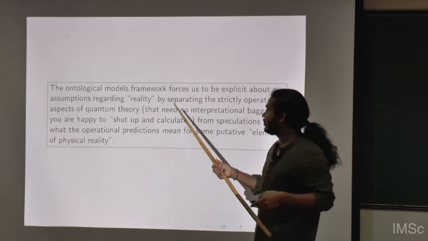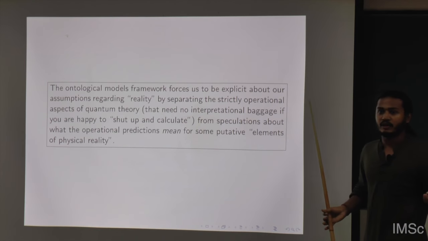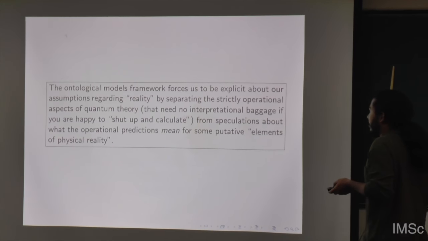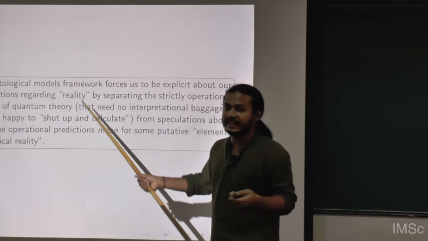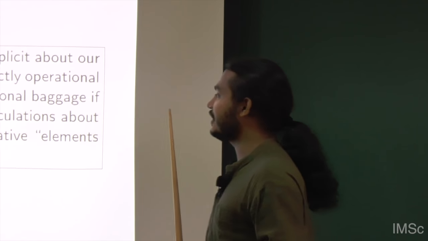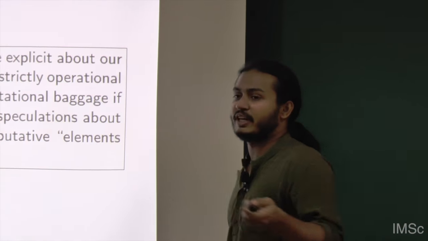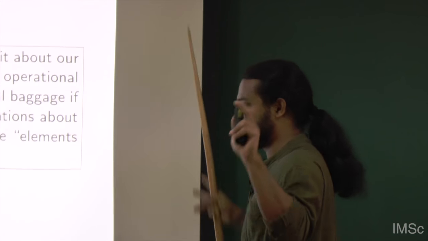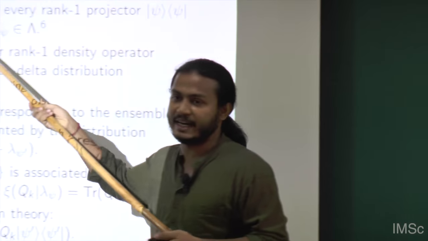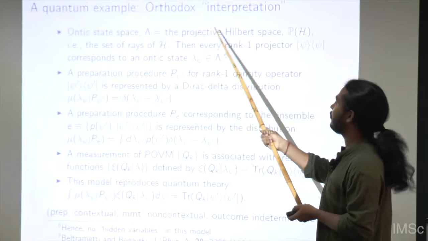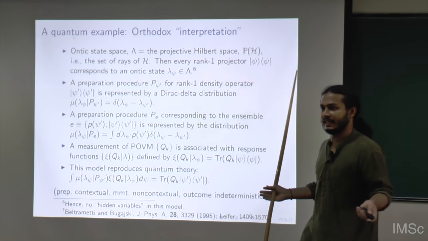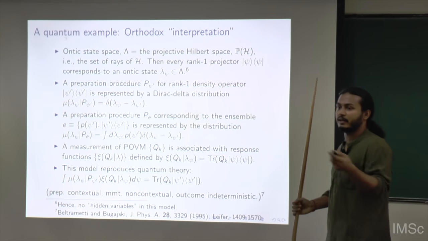Okay. So this is just a note that the reason we're talking about the ontological models framework is that it forces us to be explicit about our assumptions by separating the strictly operational aspects of quantum theory, things that are just about predictions of quantum theory, from speculations that one might make about what these predictions mean for elements of physical reality. An example of this: if you take standard quantum theory, a lot of people have at the back of their mind that the space of pure states is the set of physical states. That is, when I prepare a system, I prepare it in a pure state.